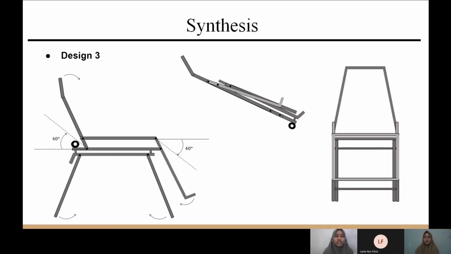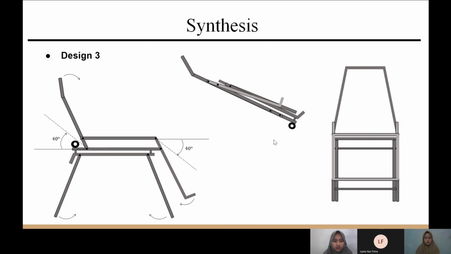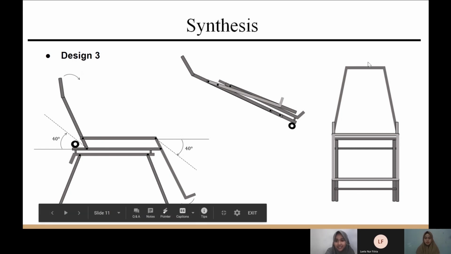Next, design three uses small wheels at the back to help in moving the chair to another place. If we want to use the small wheels, the chair should be folded like this. If the chair is folded, the small wheels can be used and the chair can be moved by using the upper part of the chair, this part, as the holder. The front view of this design is shown like this. And if the chair is folded, it will look like this.